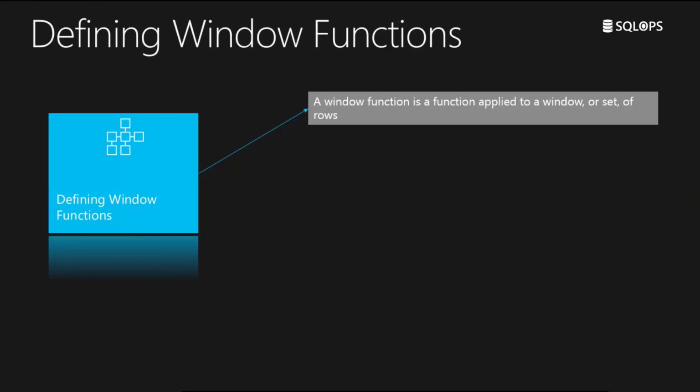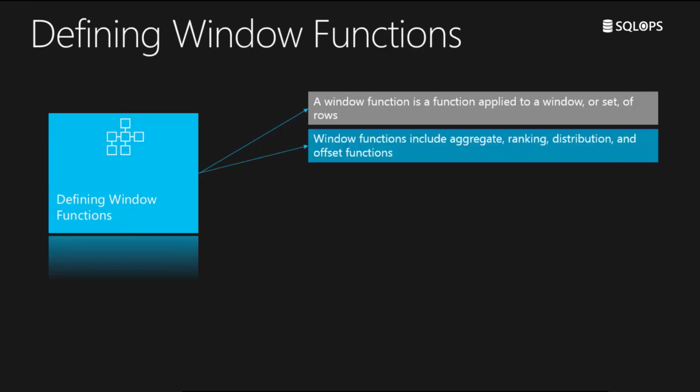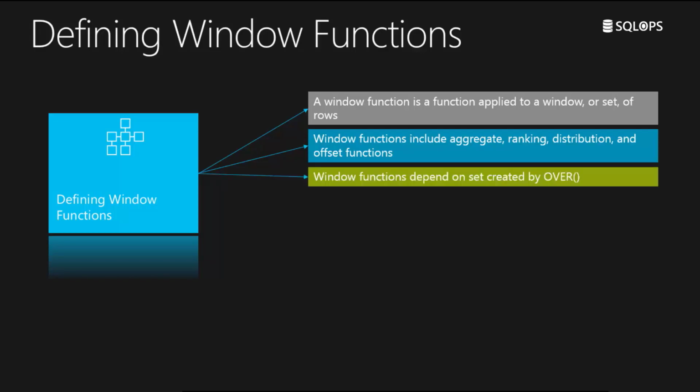A window function is a function applied to a window or a set of rows. Earlier in this course, you learned about group aggregate functions such as sum, min, and max, which operate on a set of rows defined by a group by clause. In window operations, you can also use these functions as well as others to operate on a set of rows defined in a window by an over clause and its elements.